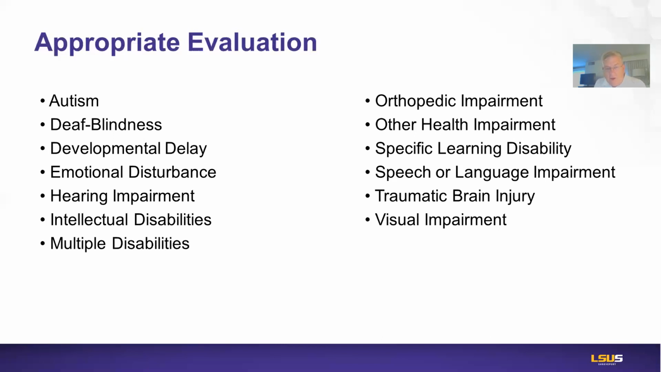First, you have to use a variety of assessment tools. So it can't just be one assessment. Secondly, the assessment that's used for the evaluation cannot be discriminatory, and it should be provided in the child's native language if possible. Third, it should be administered by a trained and knowledgeable professional. Fourth, the assessments should match the specific educational needs of your child. And then lastly, it should have everything it needs to be able to identify all of your child's special ed needs.